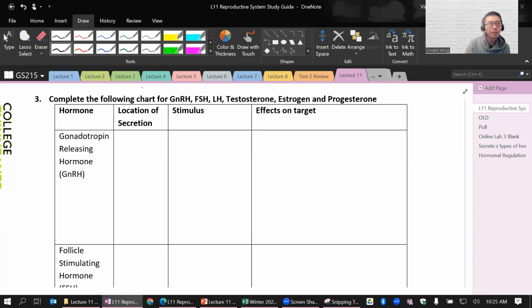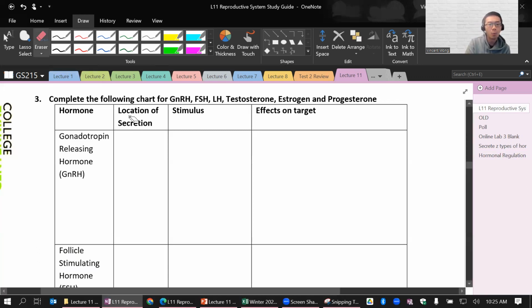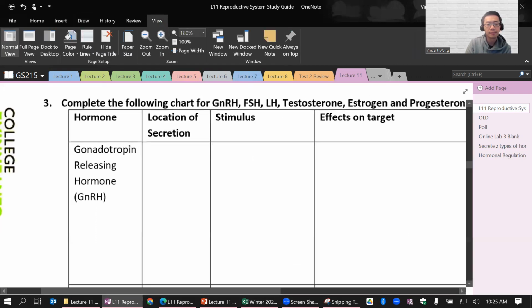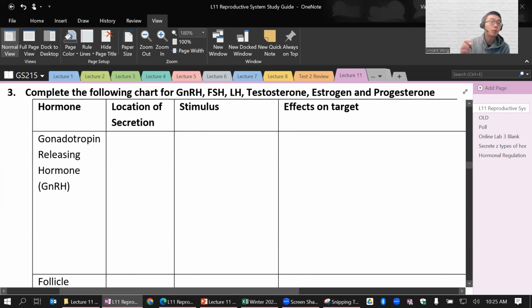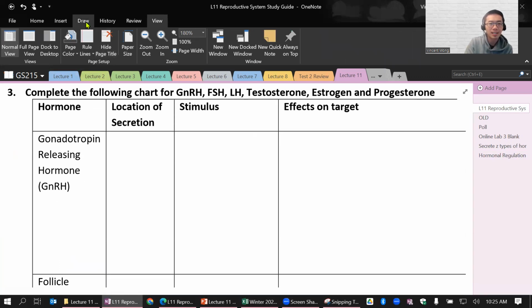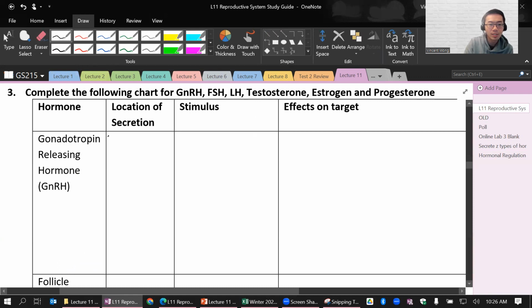Does anybody remember? Where do we release, where do we secrete GnRH? Anterior pituitary gland. That would be the target of the GnRH. But where is GnRH? Hypothalamus. That's right, hypothalamus. Very good. So it's the same for both genders. We'll put hypothalamus.